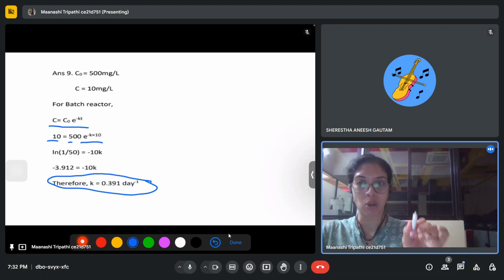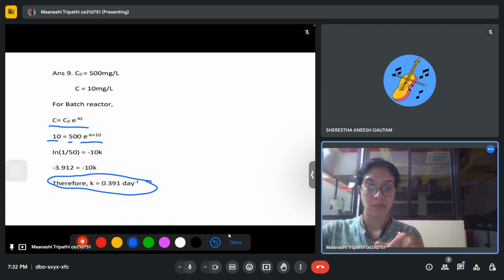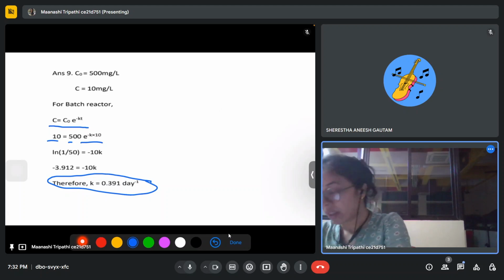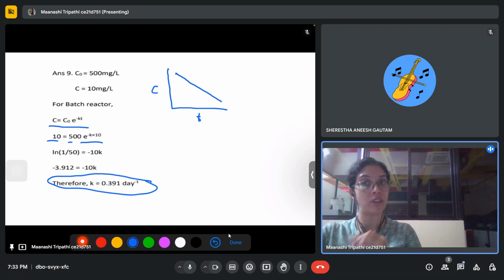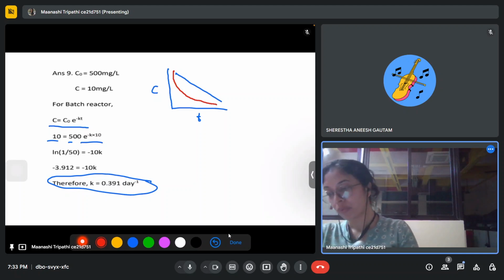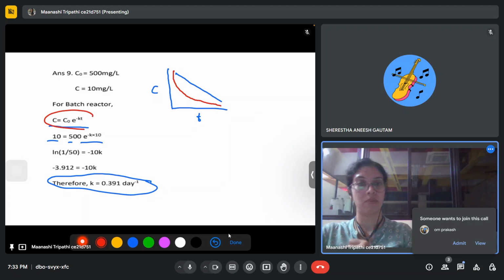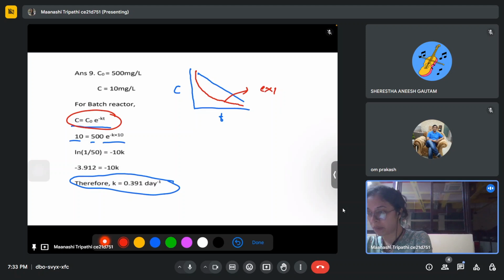The way that you have solved is when there is linear change. Here the way you have solved is as if concentration is changing linearly with time. But that is not the case in a batch reactor. In a batch reactor, concentration changes exponentially. So that is why we will use this equation. There is no linear variation, there is exponential variation in a batch reactor.